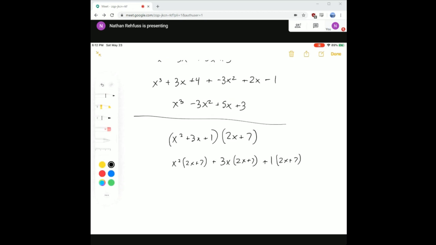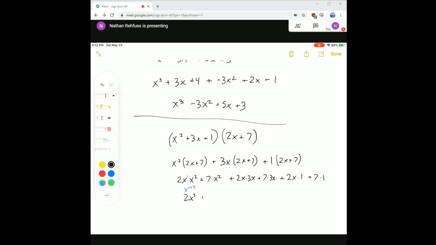And then I distribute again, and I have 2x times x squared and 7 times x squared, 2x times 3x and 7 times 3x, 2x times 1 and 7 times 1. It's a lot of distribution. So this makes 2x times x squared. This is an x to the 1. That's x to the 1 plus 2, right? Product property. So this is 2x cubed.